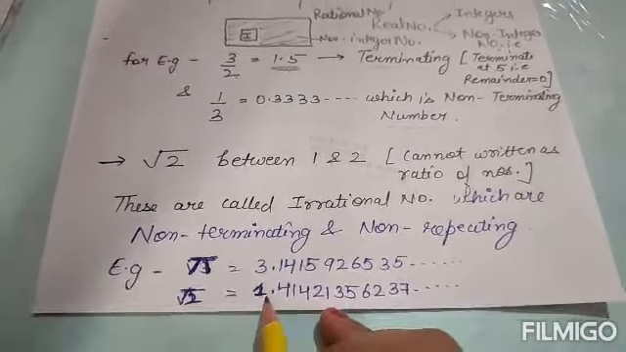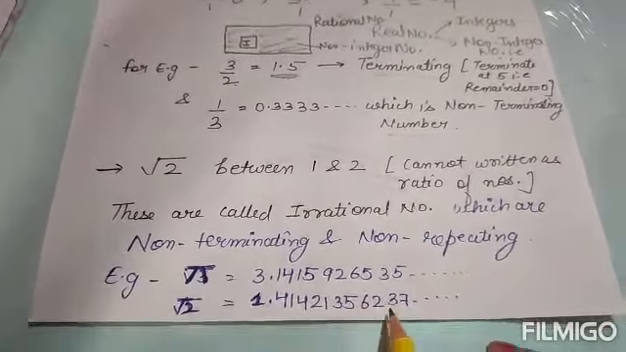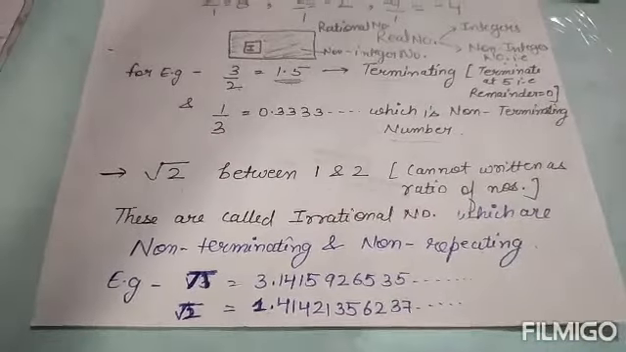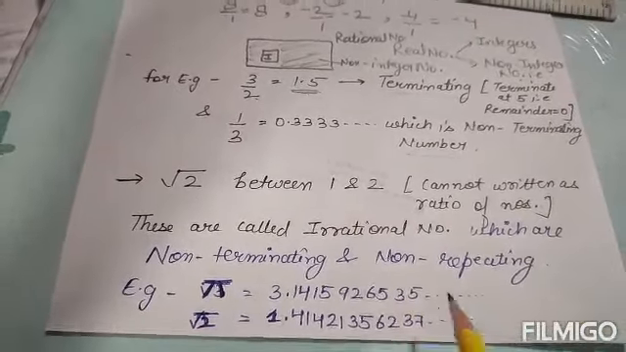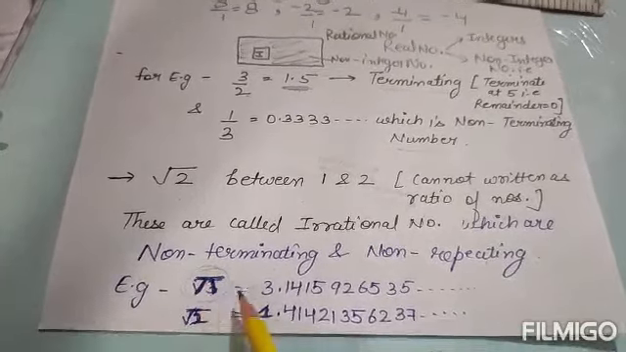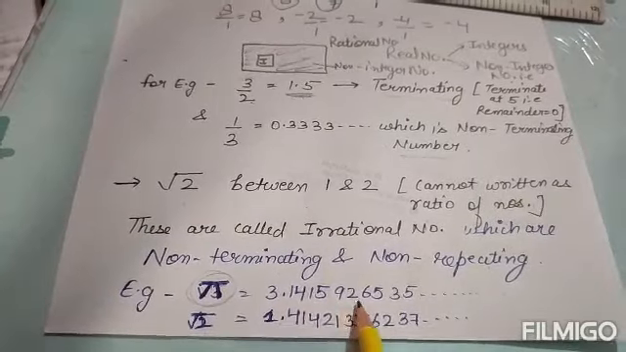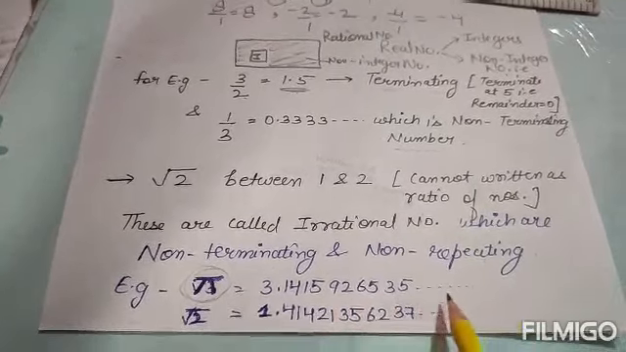For example, we have taken root 2. It can be written as 1.41421356237 and so on. It does not repeat and neither terminates. Another is pi. It is written as 3.14159265535 and so on.